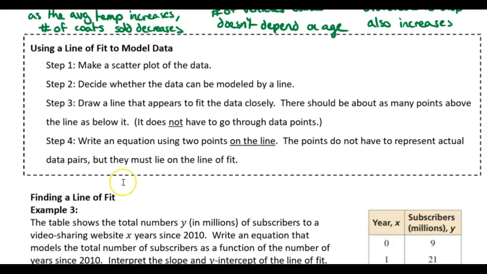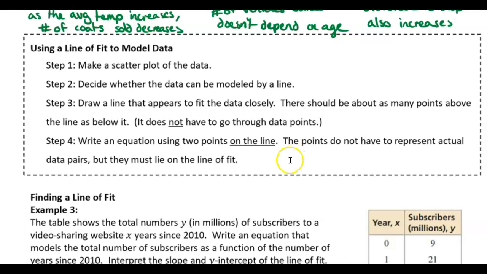Okay, now we're going to learn how to make a line of fit. And so for a line of fit, you make a scatter plot of your data. You decide if it looks like the data fall in somewhat of a line. And if they do, you draw a line that appears to fit the data closely. It says there should be about as many points above the line as below it. It does not have to go through any data points. It can, but it doesn't have to.